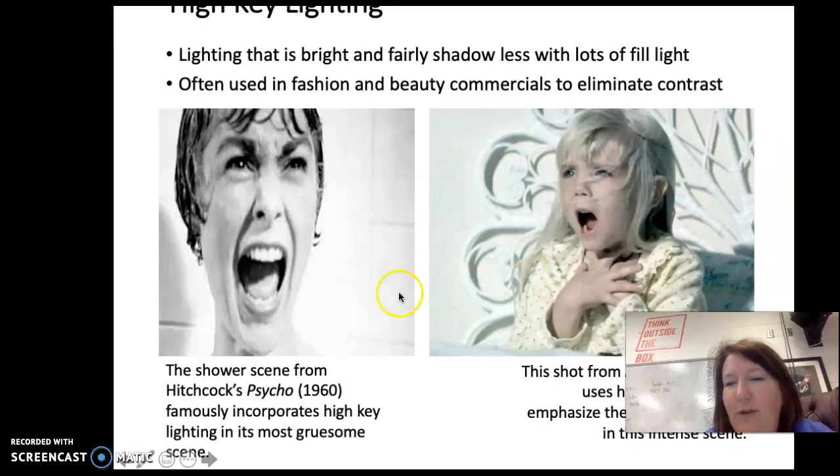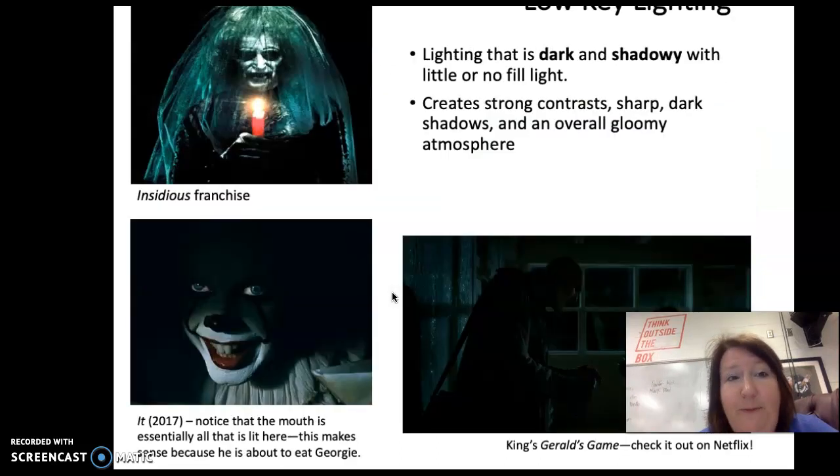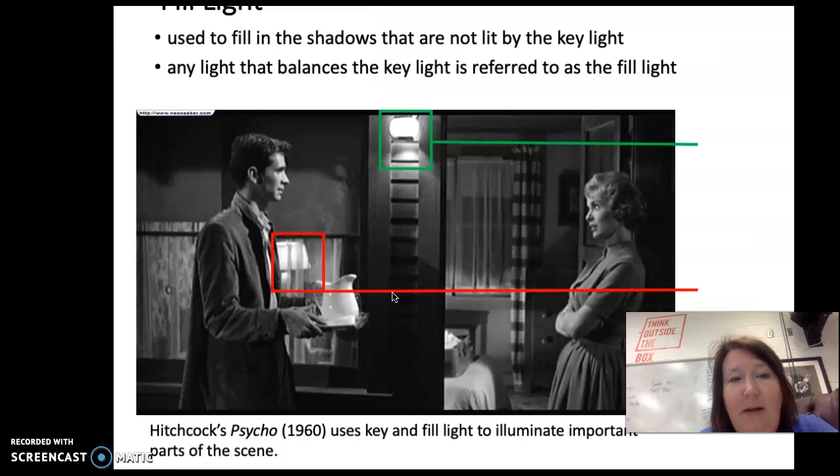High key, remember, if you're into makeup, all those commercials are going to use high key lighting because it makes you look good. So if you're talking about mania with Alaska and when she's really up, look at the lighting. Is it brighter than normal? Low key, that's just when it's dark and shadowy. So think about it if you use any scenes around her suicide or death, check out the lighting. Fill light, again, that's just used to fill in the shadows.